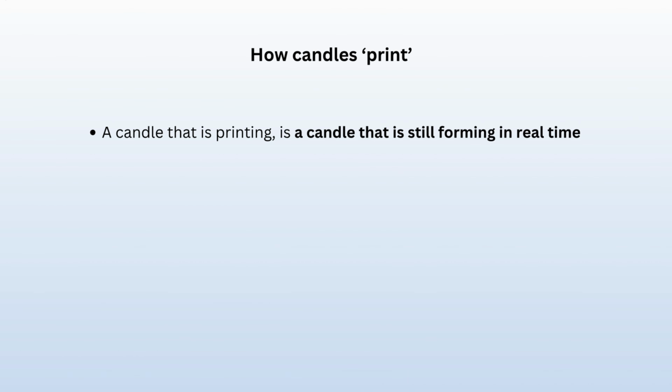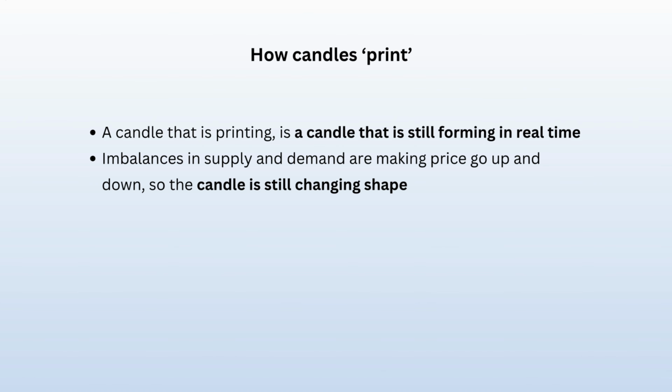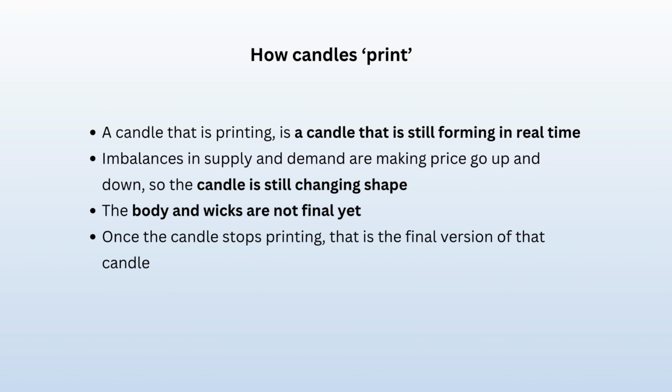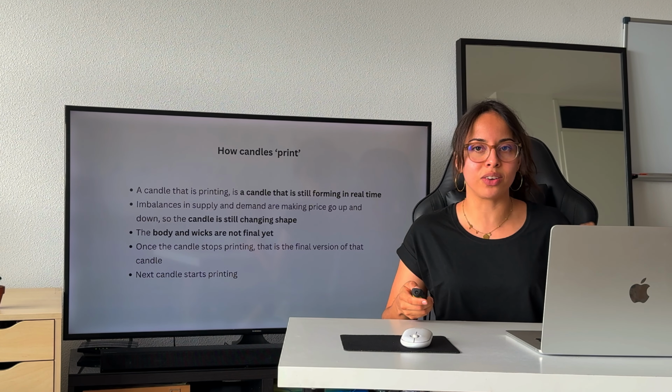So a candlestick that is printing is a candlestick that is still forming in real time, where the imbalances in supply and demand are making the price go up or down, and so the candle is still changing shape. The form is not final yet. So the body and the wicks are not final yet. They're still moving. But once the candle stops printing, that's the final version of that candle. That's it. It doesn't change anymore. And the next candle starts printing on the right side of your chart. This is what we mean when a candle is printing.